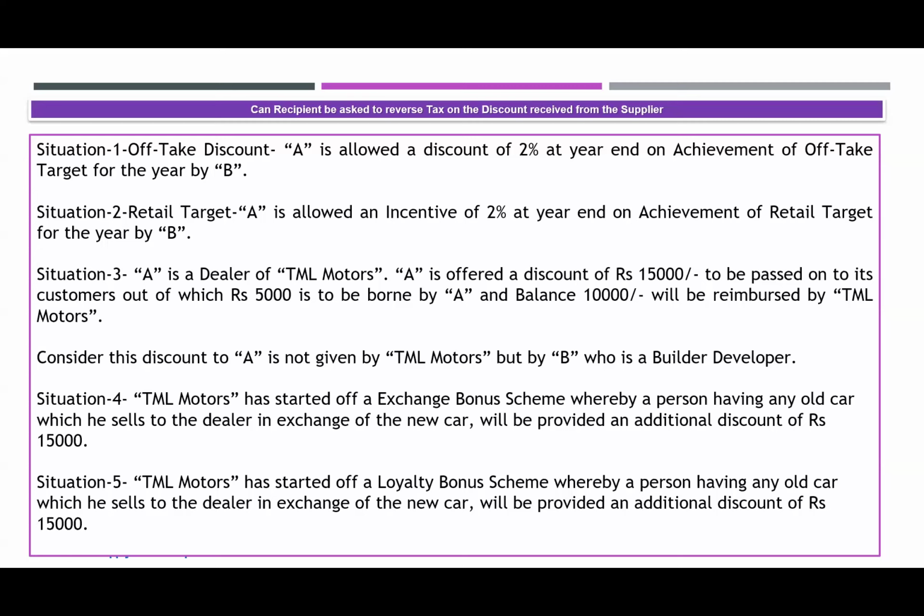Now this is situation 4, wherein there is a separate scheme being offered to the purchasers on satisfaction of a condition, where if the purchaser offers his old car, then he would be given an additional discount of 15,000, and that 15,000 discount is being given by the dealer to the consumer, and in turn it is being reimbursed by the original equipment manufacturer to the distributor.